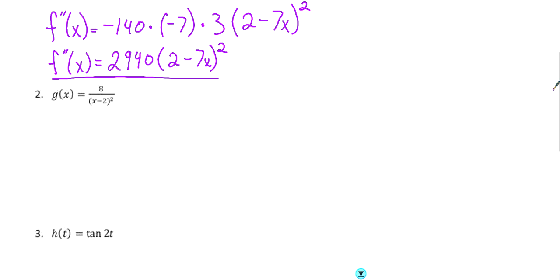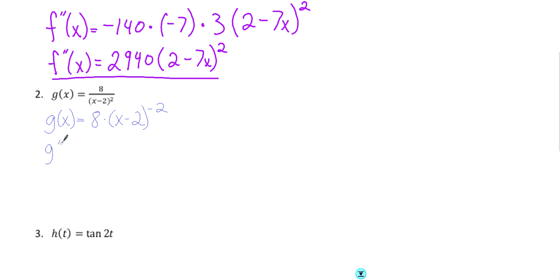Now, you could, if you wanted to, do this using quotient rule. I do not want to do quotient rule on this one. Okay? So what I'm going to do is rewrite my function g of x as 8 times x minus 2 to the negative 2 power. So I'm going to use the bottom, bring it up to the top by using a negative power. So it basically makes this problem exactly the same as the last one.